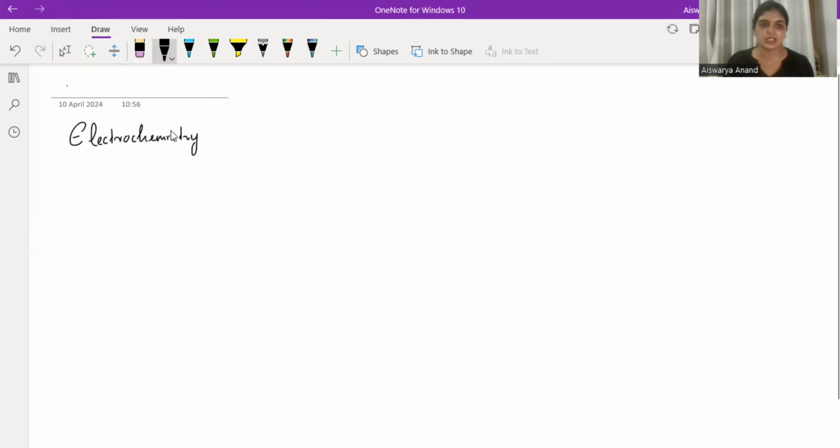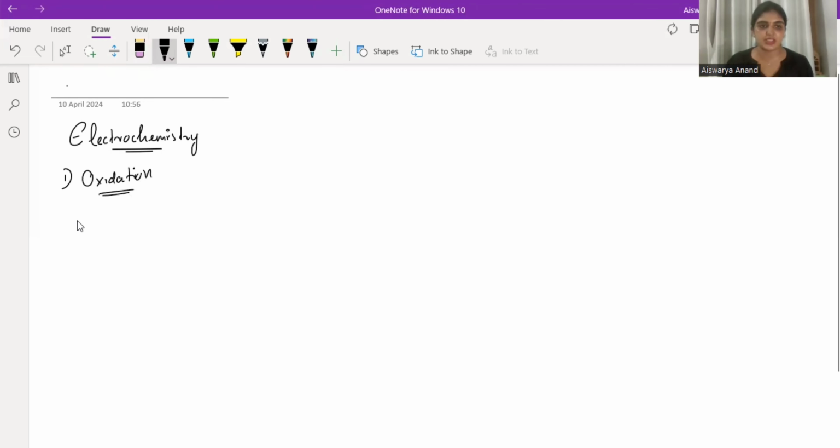Before starting this topic, we need to know a little bit of detail regarding electrochemistry, so we are discussing some new terms one by one. First, we have discussed this topic in redox reactions in our 11th grade already. The first term is oxidation. So what is oxidation?